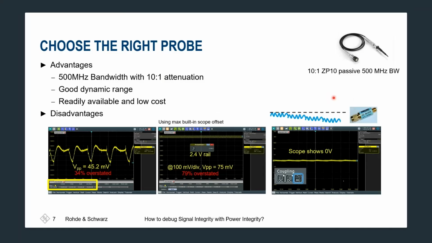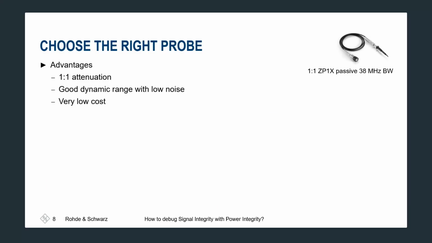By adding AC coupling, you are not able to characterize DC drift, which is a very important parameter regarding power rail measurements. The second probe type is the 1:1 passive probe. Advantages of these probes are 1:1 attenuation, good dynamic range with low noise, and it is a very low cost probe. 1:1 probes have limited bandwidth. In this case, the RTZP 1X probe has only 38 MHz of bandwidth.